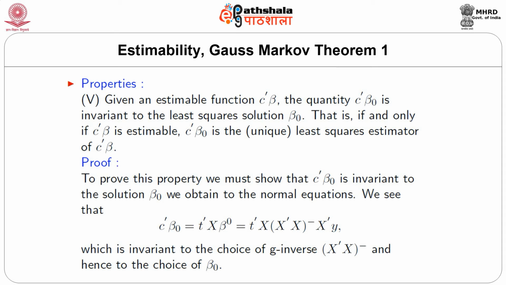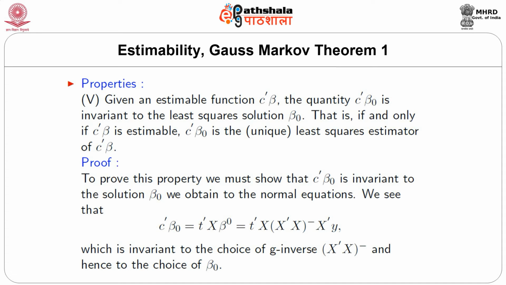Property 5. Given an estimable function C transpose beta, the quantity C transpose beta naught is invariant to the least square solution beta naught. What does that mean? This means that if you take a different least square solution, then C transpose beta naught is not going to change. That is, if and only if C transpose beta is estimable, C transpose beta naught is the unique least squares estimator of C transpose beta.